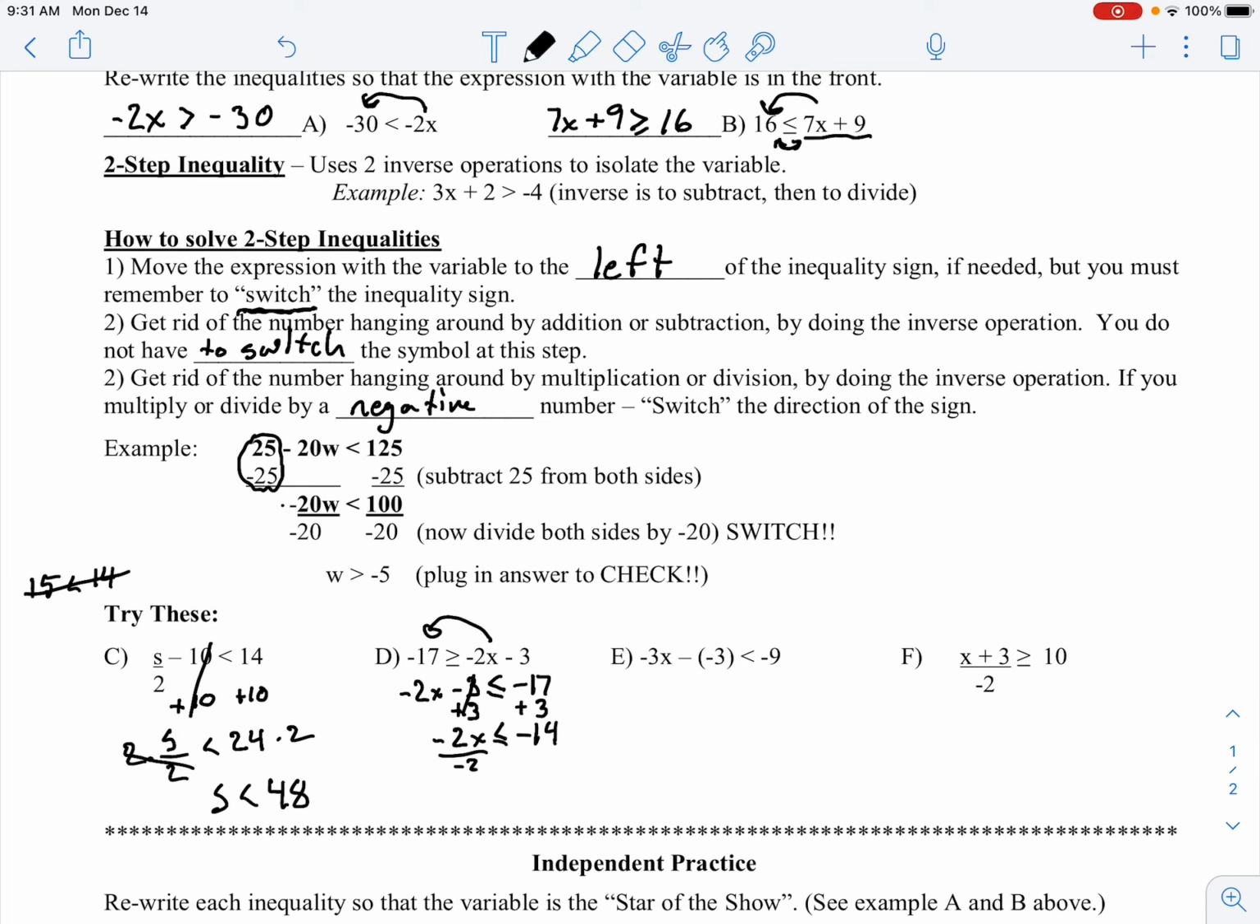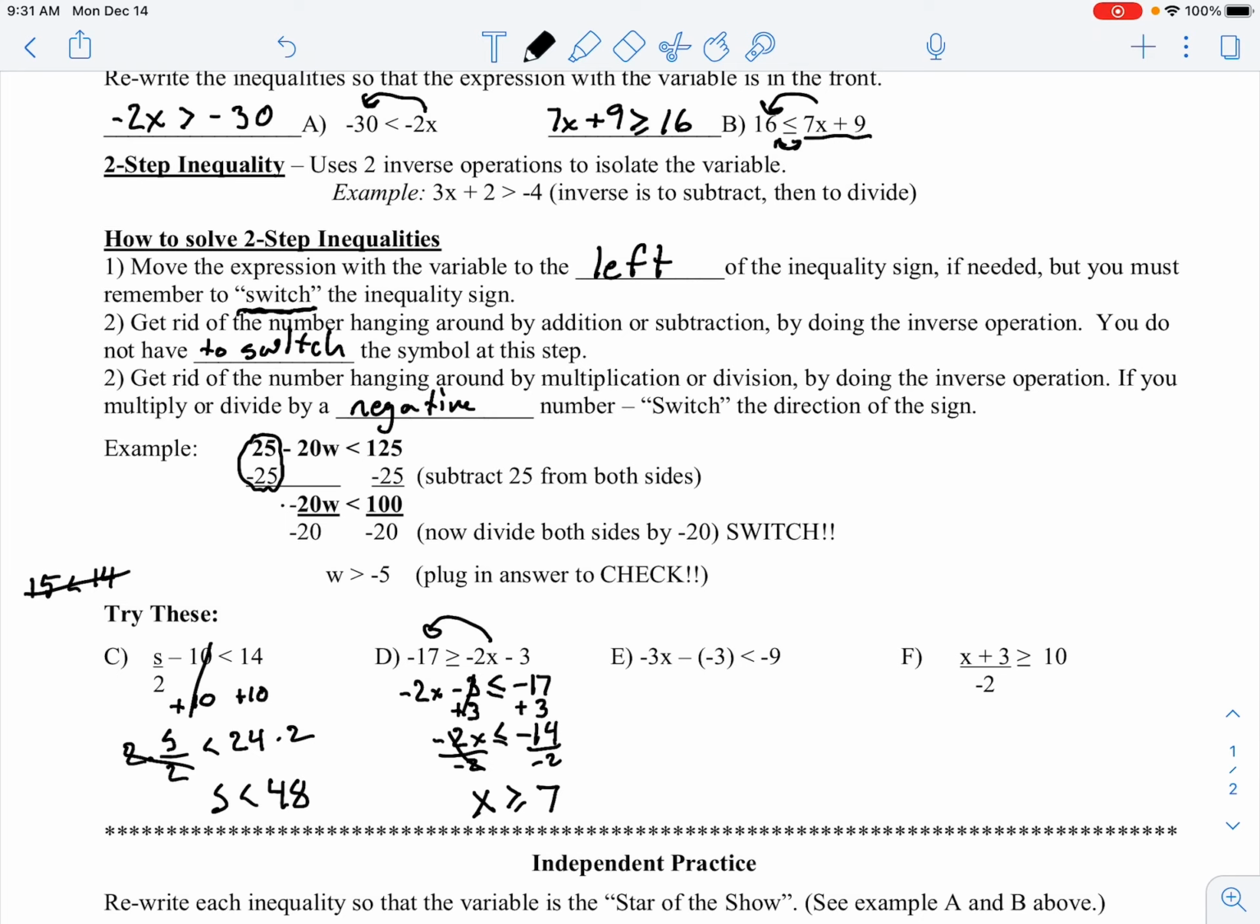Last step, we have to divide by this negative 2 here to undo that multiplication, and we get x. So I divided by a negative, so don't forget, we need to swap that sign around. Negative 14 divided by negative 2 gives me 7. So x must be bigger than or equal to 7 to make this inequality true.